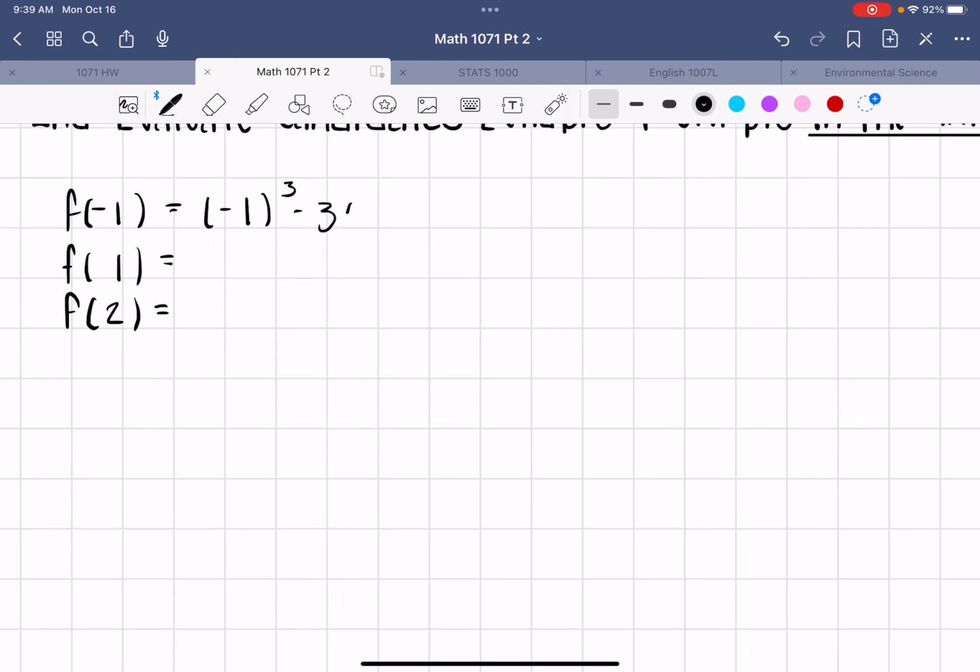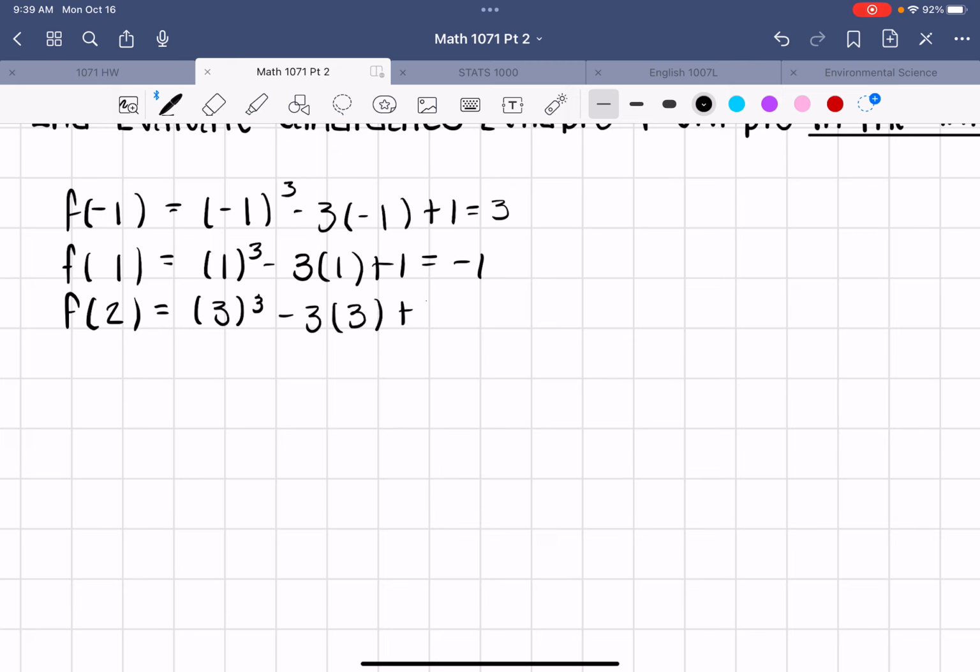F of 1: 1 cubed minus 3 times 1 add 1. Is that 1 plus 1 is 2 minus 3 is -1? Did I do that right? And here I have 3 cubed minus 3 times 3 add 1. So 27 minus 9 is 18, add 1 is 19. And so you look at those 3 numbers. Your extrema must be among them. Spot the smallest, spot the largest.